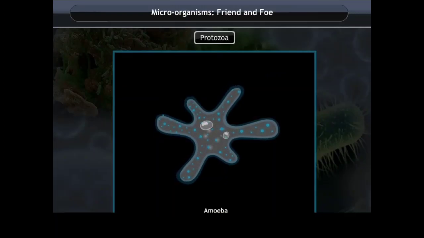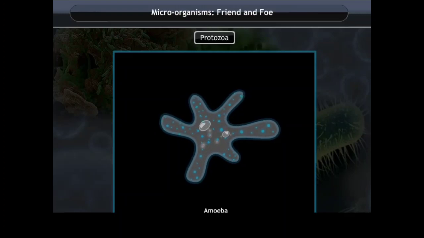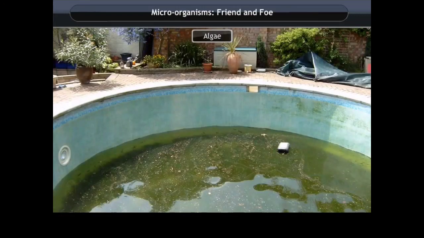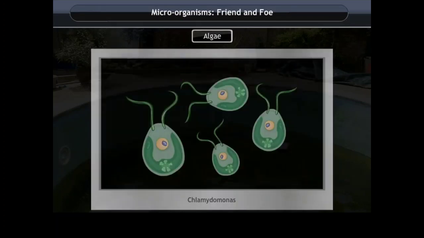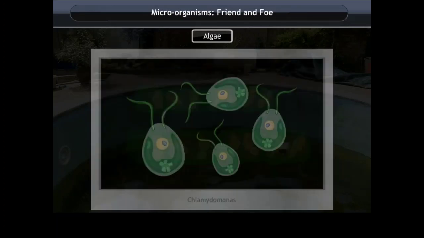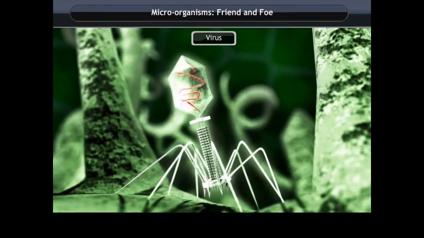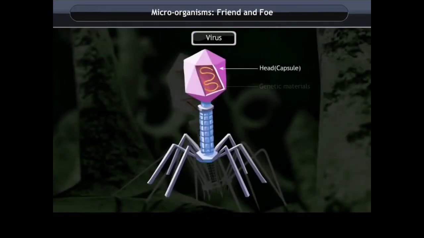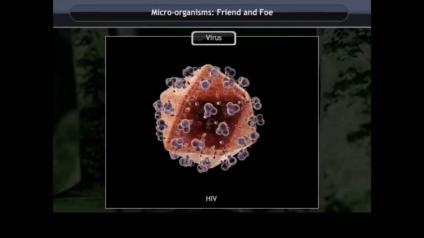Protozoa. Protozoa are single-celled organisms and usually have no definite shape, for example, amoeba. Algae. Algae are microscopic plants that tend to develop in stagnant water and contain chlorophyll. They make their own food through the process of photosynthesis. Virus. Virus is mainly a disease-causing microbe that reproduces only inside the cells of host organisms, which may be plant, animal or bacterium.